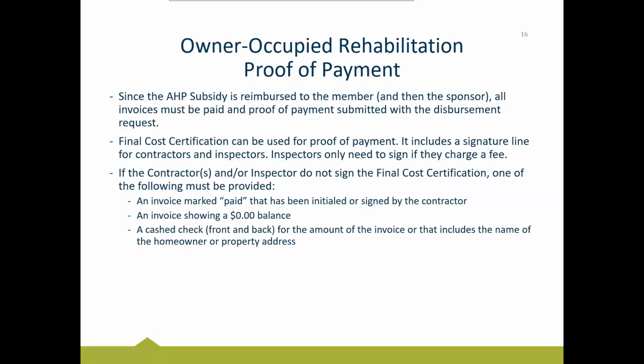If you do not have signatures on the final cost certification, the alternative options are also listed on the screen. You can provide an invoice to us that is marked paid and has been initialed or signed by the contractor, an invoice showing a $0 balance, again, initialed or signed by the contractor, and then a cash check. You can provide a copy of the cash check on front and back for the amount of the invoice. So as long as we can tie that check to the invoice specifically, or that has the name of the homeowner or the property address on the check so that we can attach that back to the specific property at hand. So those are some alternative options if they do not sign the final cost certification.